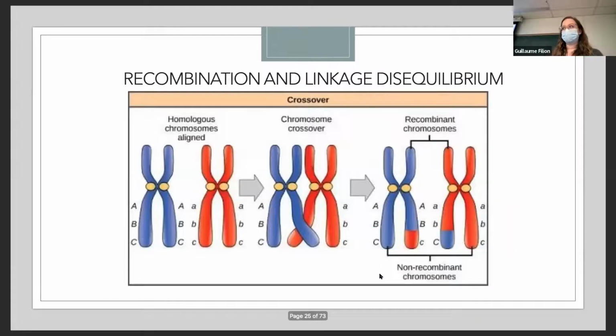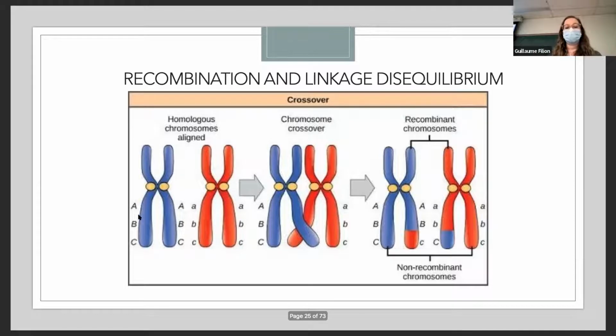So why does this work? The reason this works is because of recombination and linkage disequilibrium. As we know, during meiosis, we have our shuffling of chromosomes. This is recombination, the crossover of our two chromosomes. And so if you think of our haplotypes again, remember we have the exact sequence.